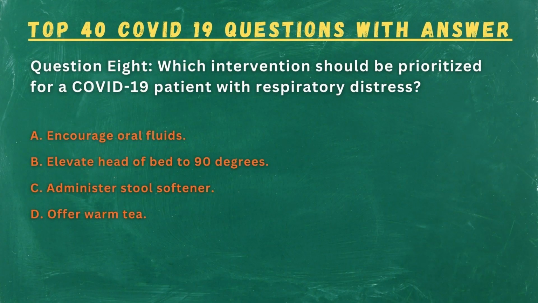Question 8. Which intervention should be prioritized for a COVID-19 patient with respiratory distress? A. Encourage oral fluids. B. Elevate head of bed to 90 degrees. C. Administer stool softener. D. Offer warm tea.